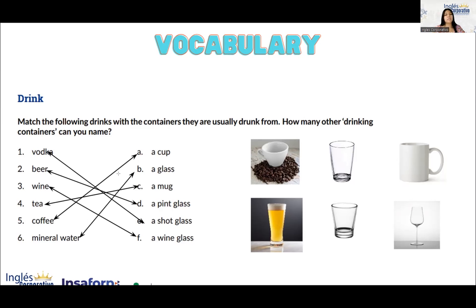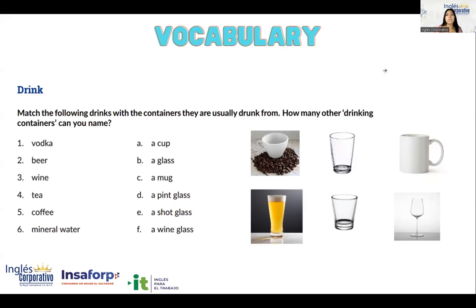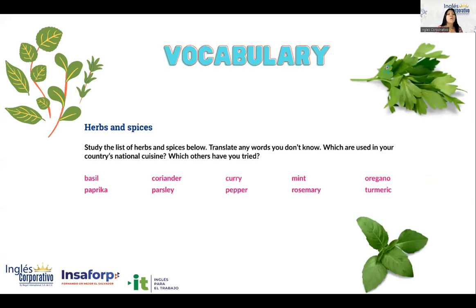Okay, guys. So you see, those are containers. Whenever we have this type of drinking, beverages, we can use those containers. And I'm pretty sure that you have most of them at home. So now let's move and let's talk about herbs and what do you think?